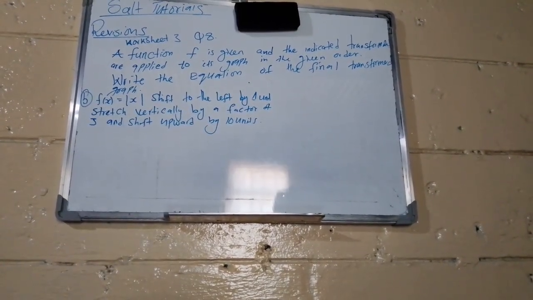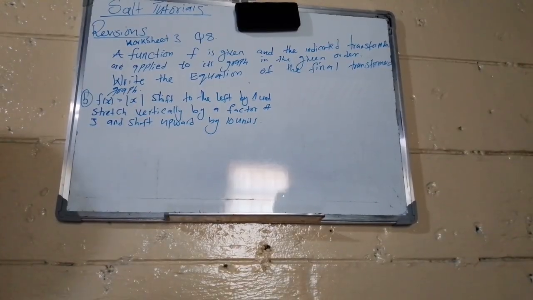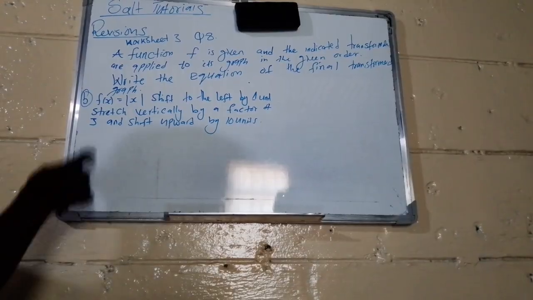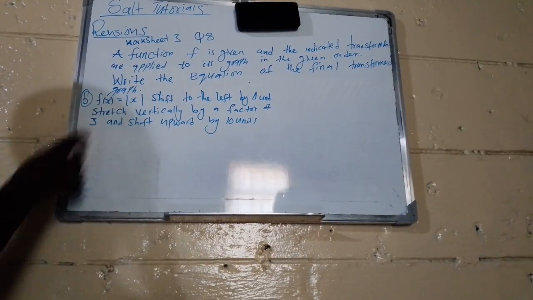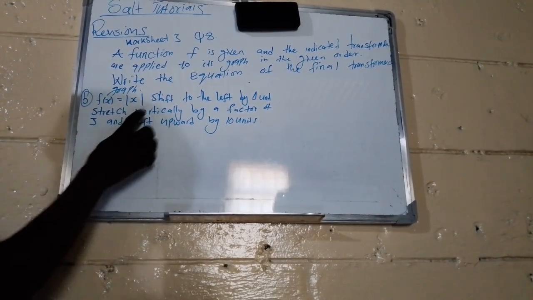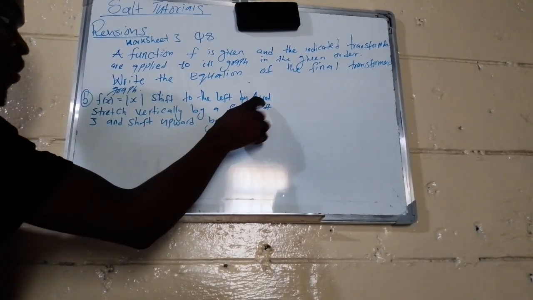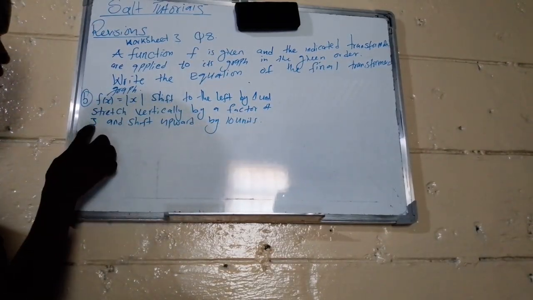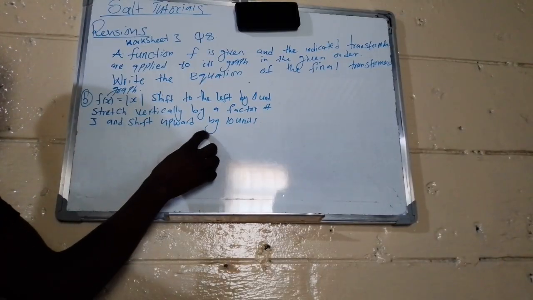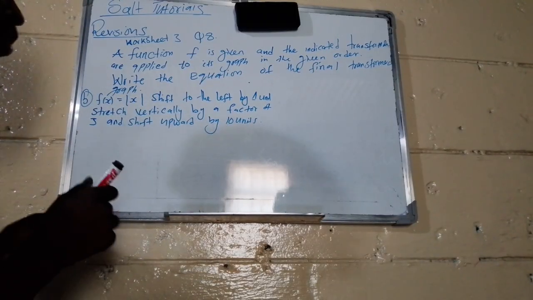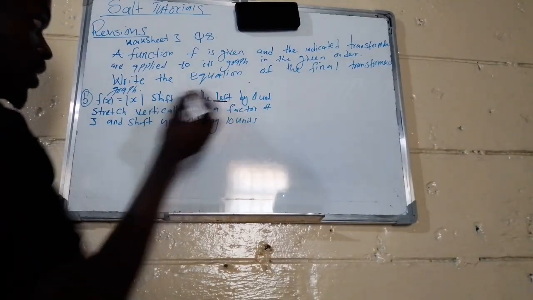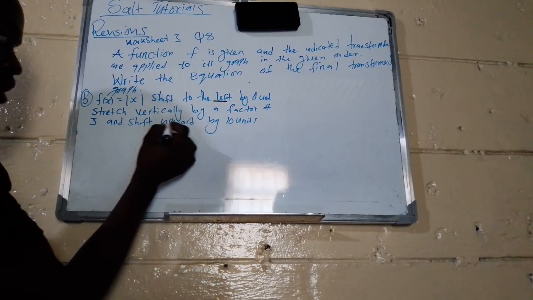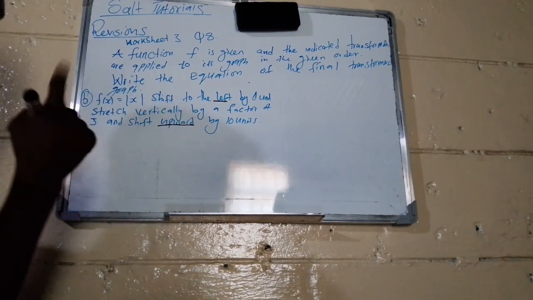So we have the second one. What is the final equation for this transformed function? F of x is the absolute value of x. What are we being told? It shifts to the left by 1 unit, stretches vertically by a factor of 3, and shifts upwards by 10 units. So we know the left and the right shift, that it is the horizontal. We know the upwards and the down shift, that it is the vertical shifts.